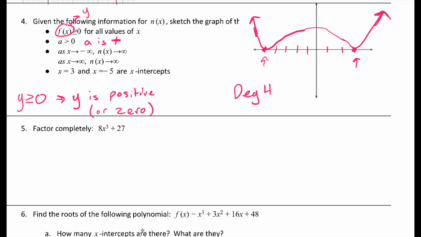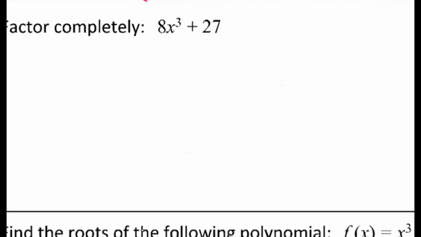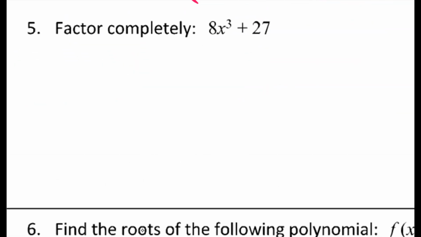For number 5, it asks us to factor completely. Now, this is 2 terms, so it's either a difference of 2 squares or one of those SOAP problems, and it's definitely not a difference because it's a plus sign. So I'm thinking this might be one of those sum or difference of cube problems.